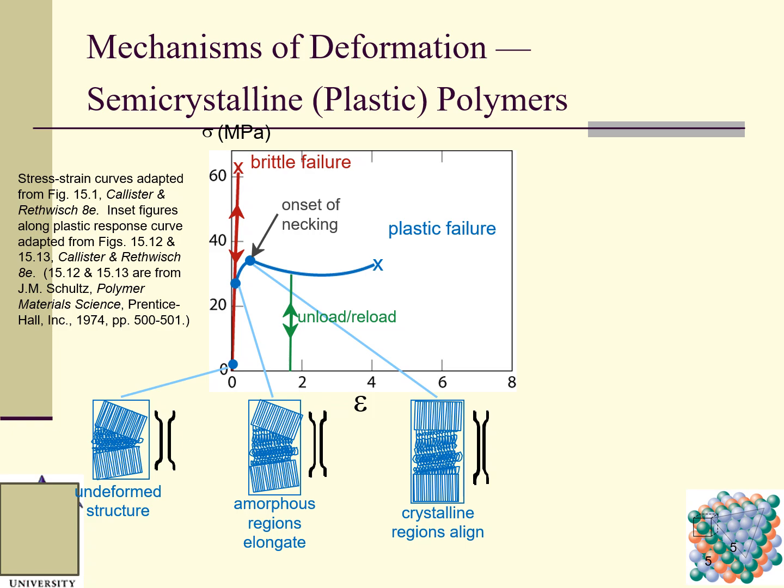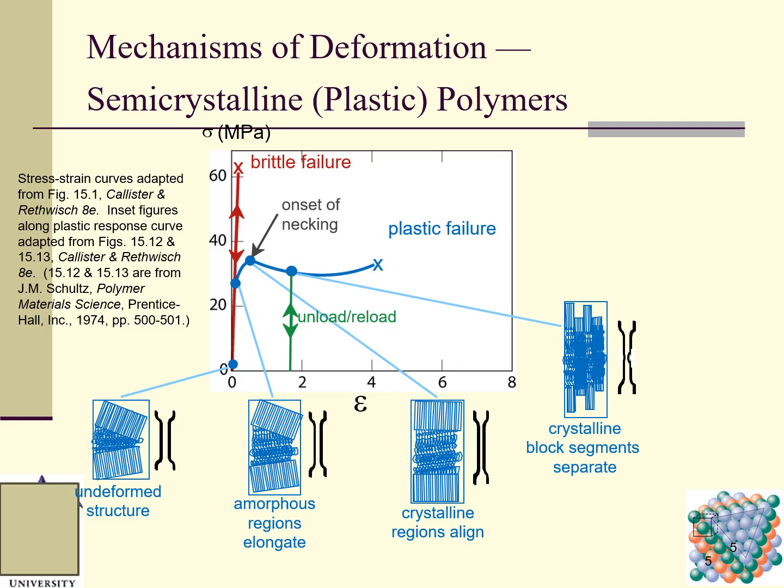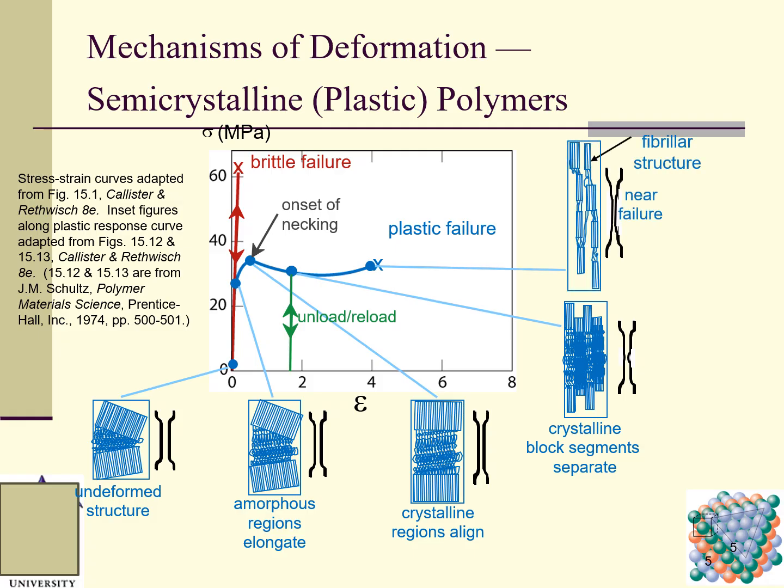We can see the difference between this and this. Crystalline regions align, and crystalline block segments separate. You can see clearly, right? This is the block segments separating. This one shows the bricks. And so here is a fibrillar structure. You can see the bricks. This is near failure.